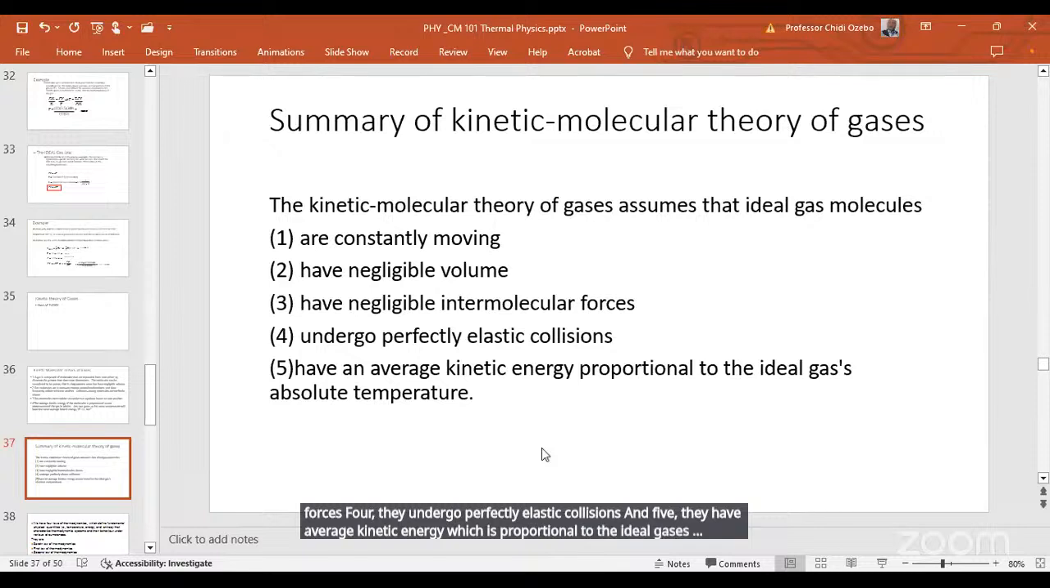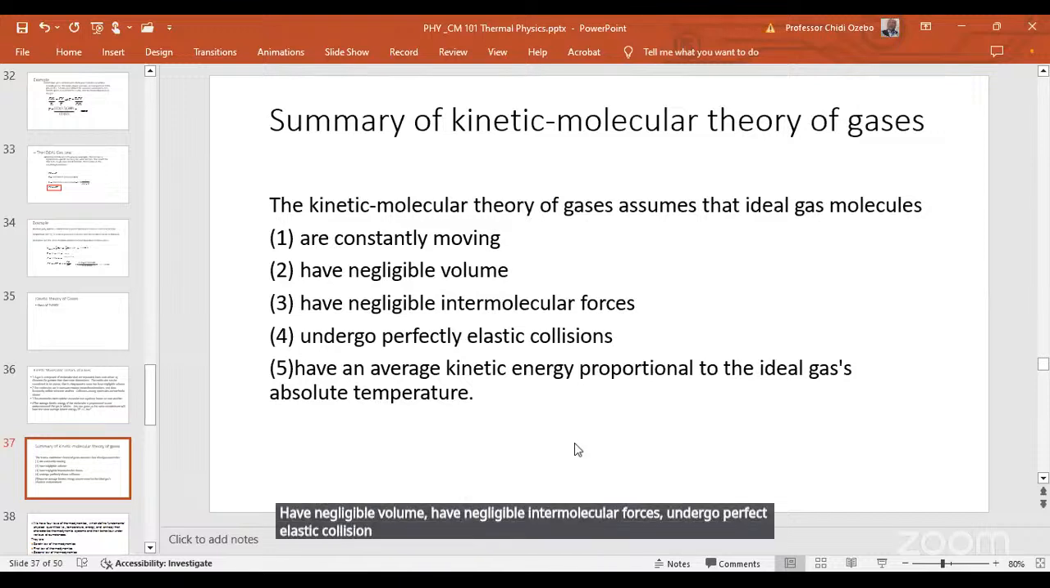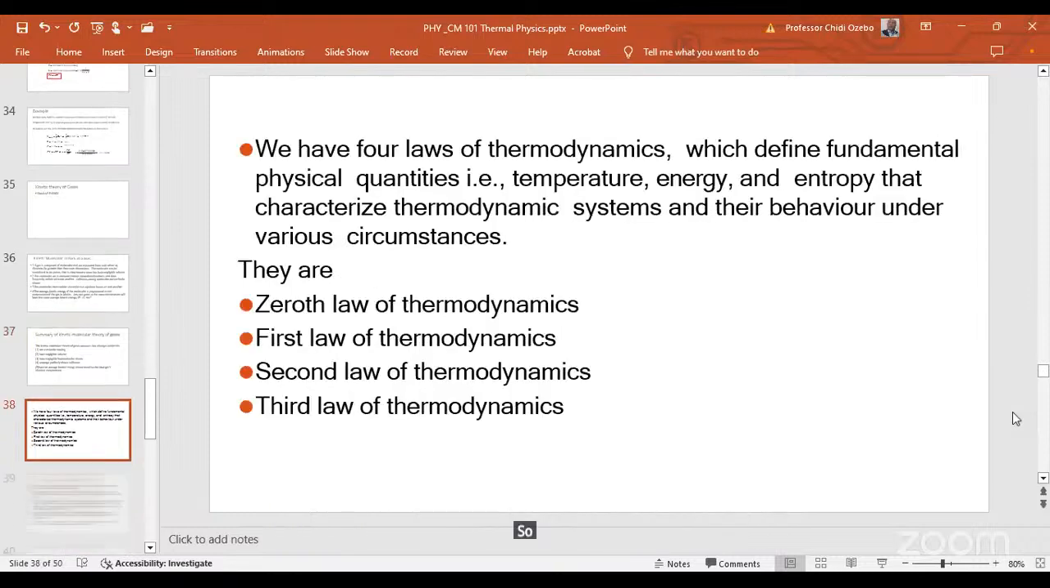So these are the five assumptions of the ideal gas theory. The ideal gas molecules are assumed to be constantly moving, have negligible volume, have negligible intermolecular forces, undergo perfectly elastic collisions, and again, the kinetic energy is proportional to the ideal gas's absolute temperature. So that is how it is.